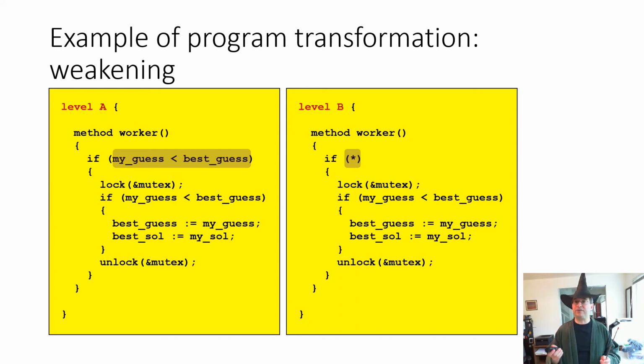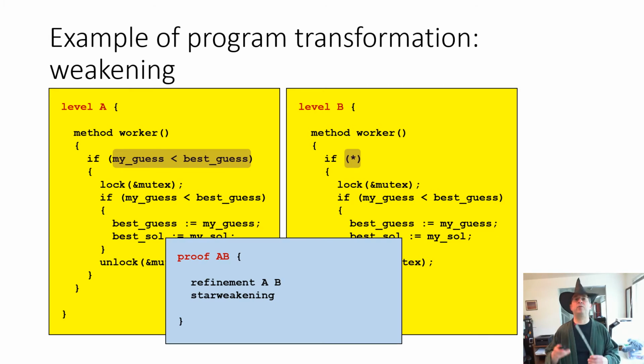Now this is useful because the program on the right is easier to reason about. It no longer has the benign race. But it is just as correct because, as I argued before, it doesn't matter what the comparison winds up as. The program is still correct. The programmer expresses this to our automatic proof generator by supplying a recipe. They say these two levels differ only by the transformation of non-deterministic weakening.